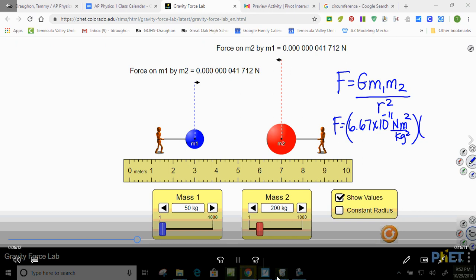Okay, so mass 1 is 50 kilograms. I'm going to make sure I keep using all the units that will cancel out appropriately. My mass 2 is 200 kilograms. The kilograms will cancel. And that's over r squared, and r squared will be, if I look from center to center, it's 4 meters, so 4 meters squared. Grab your calculator. Well, I grab my calculator and find the value that you have for all those numbers.